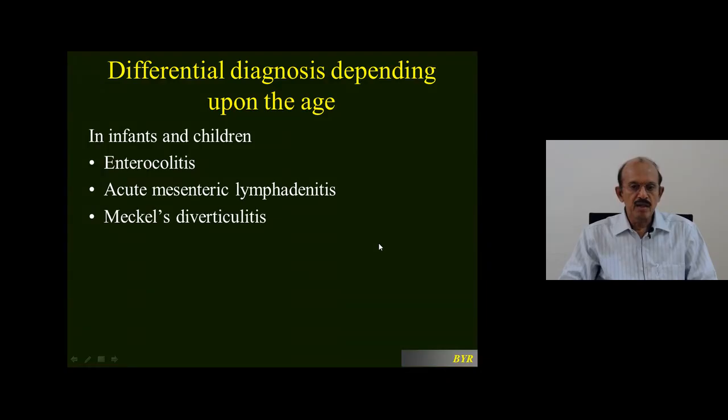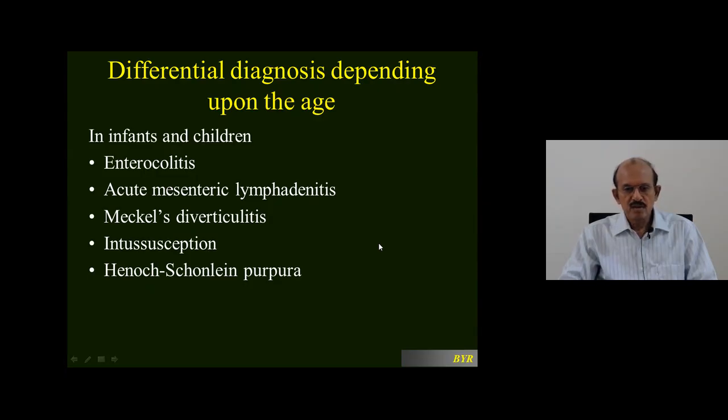Then Meckel's diverticulitis, intussusception, Henoch's Schonlein purpura. In this case, the patient will have abdominal pain. The pain is because of vasculitis. The vasculitis is a generalized phenomenon here, so vasculitis affecting the abdominal viscera can cause abdominal pain. This is a self-limiting disease.